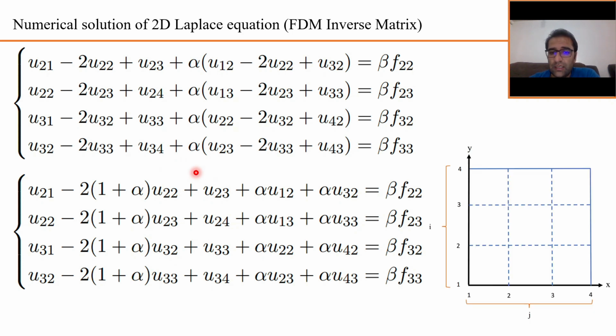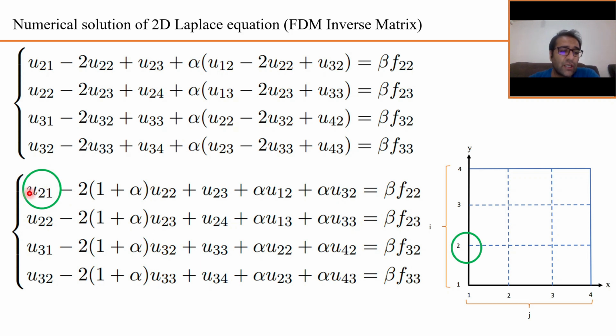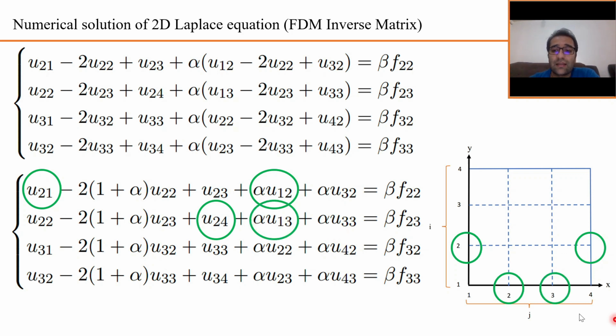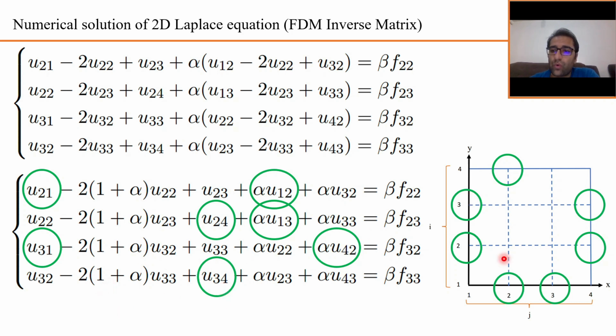And if I recall the grids that we defined, you see, some of the terms in the system of equations lie on the boundary. For example, in the first equation, you see that u_21 lies on the boundary. This is a known value, right? Also, u_12 lies on the lower boundary. This is known. And in the second, u_24 lies on the right boundary. This is a known value. And u_13 lies on the lower boundary. This is a known value. In the third one, the known values are u_31 and u_42. They lie here and here. And in the last equation, u_34 here and u_43 here, they all lie on the boundaries and they are known.